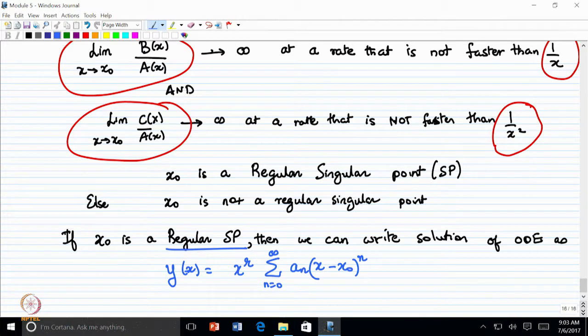Otherwise, you cannot write the solution. If it is not a regular singular point, then you can't do anything. So then you cannot write the solution as a power series about x 0. There might be other points about which you can write it as a power series, but you cannot write it as a power series solution about x 0.